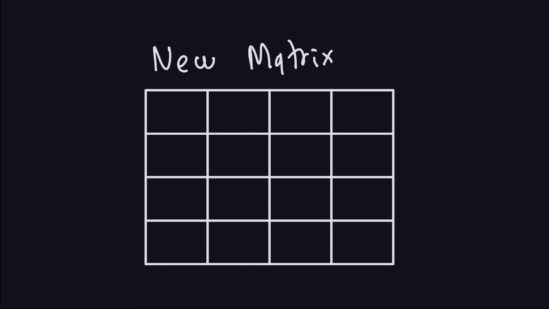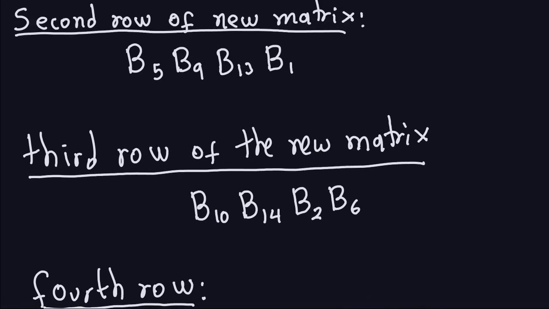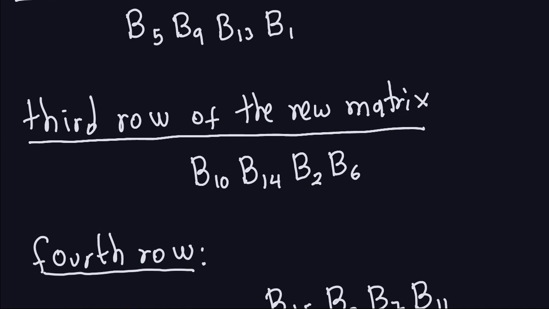So what is the new matrix? I'm going to write down my first row, and if you remember, my first row is exactly the same as the row of the original. So it's going to be B0, B4, B8, and B12. Now remember, all those B are bytes, of 8 bits each. Now the second row, which goes here, is of course going to be the second row of the new matrix. If you go back, let me scroll all the way up here, my second row will be B5, B9, B13, and B1. So let me put that in there.